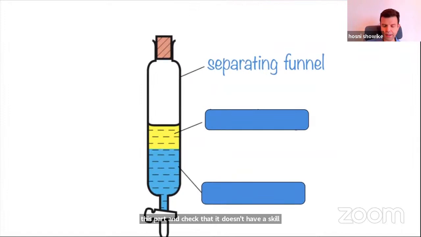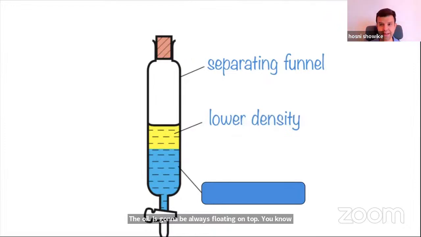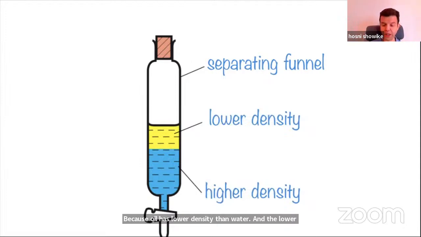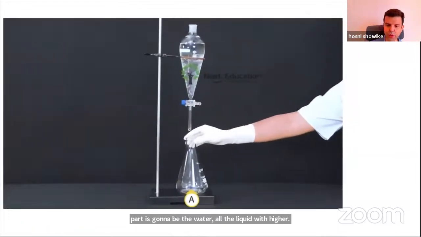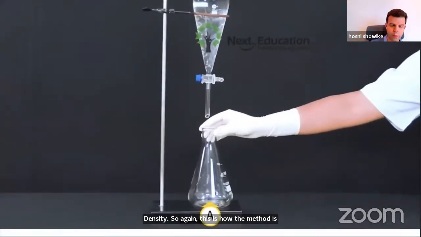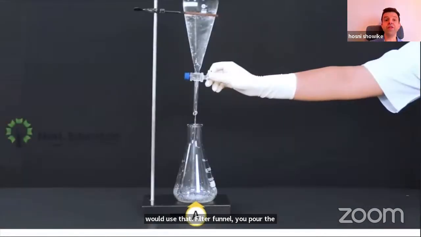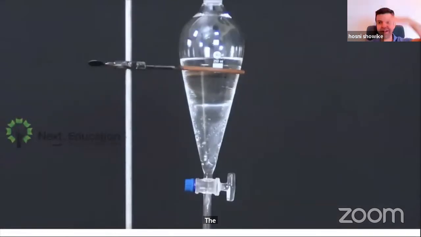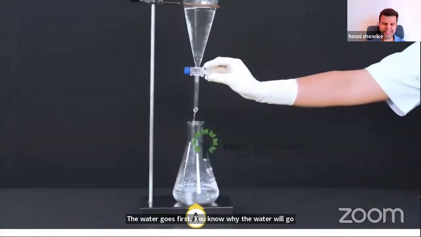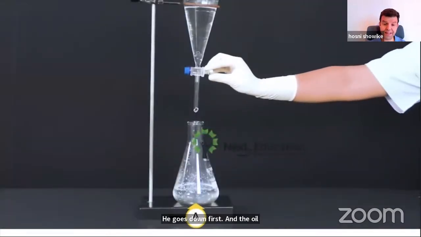Anyway, here we have 2 liquids. Let's say I'm separating oil and water. The oil is always going to be floating on top. You know why the oil will be on the top? Because oil has lower density than water. And the lower part is going to be the water, or the liquid with higher density. So this is how the method is done. You would use the funnel. You pour the mixture. The water goes first. You know why the water will go first? Because water is heavy, dense. It goes down first, and the oil stays there inside the funnel.